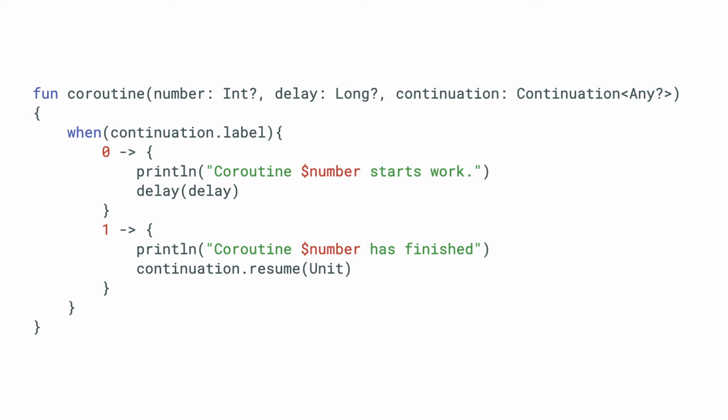The mechanism that you see here allows suspend functions to be executed only partially. The continuation parameter on the one hand acts as a callback, in a sense that it notifies the caller when it has completed by invoking continuation.resume. On the other hand, the continuation object also acts as a state machine, because the state of the execution, like for instance the label, is stored in it.